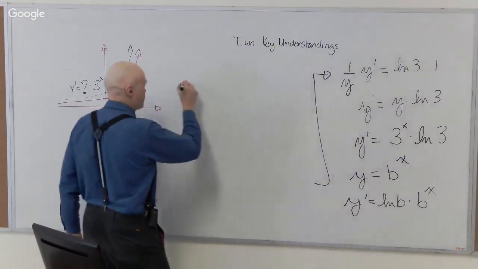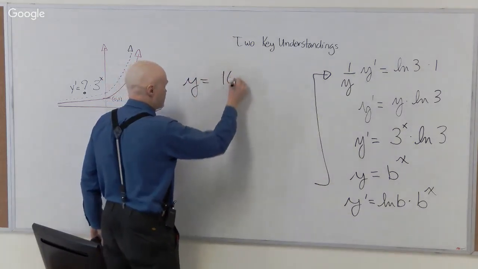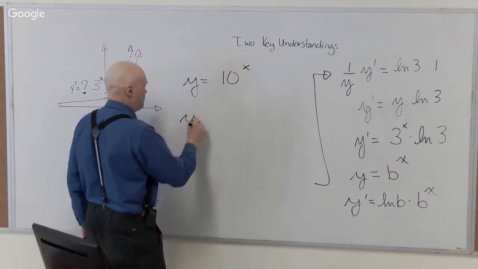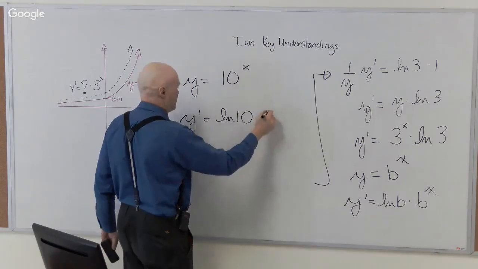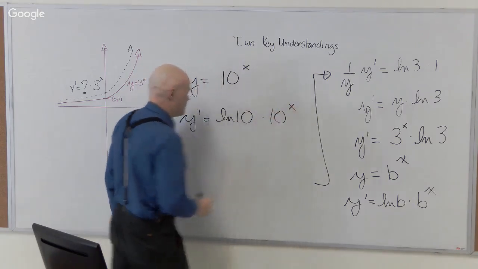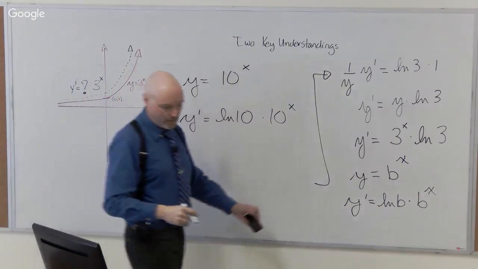So this is pretty easy. If I have y equals 10 to the exponent x, y prime is going to be the natural log of 10 times 10 to the exponent x. That's also easy.